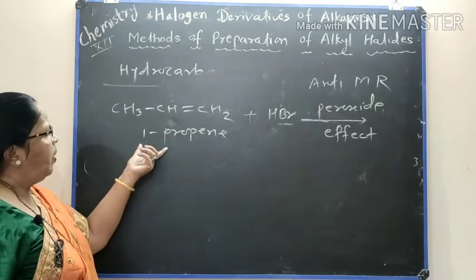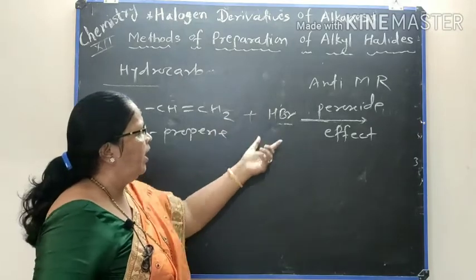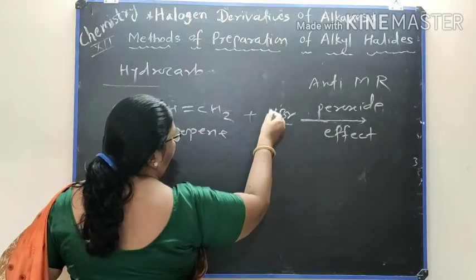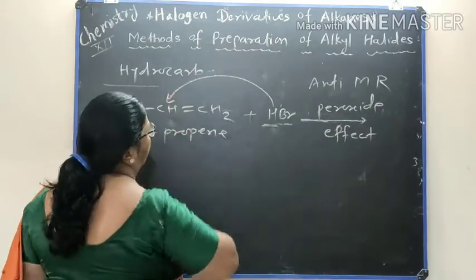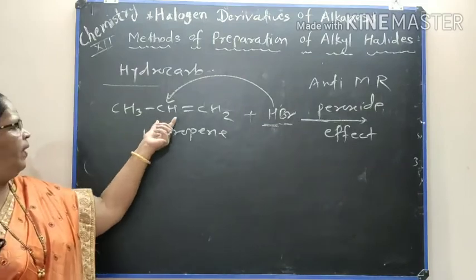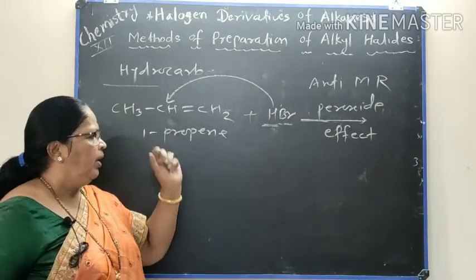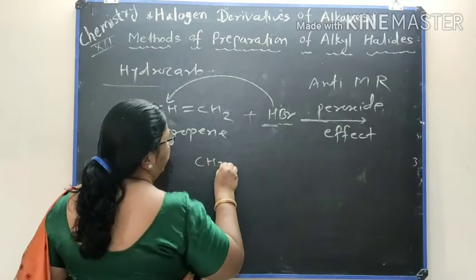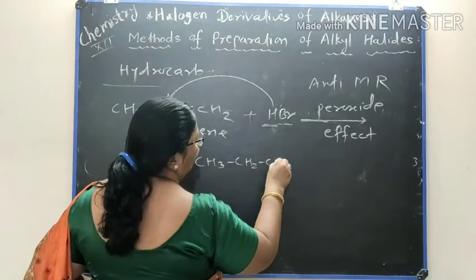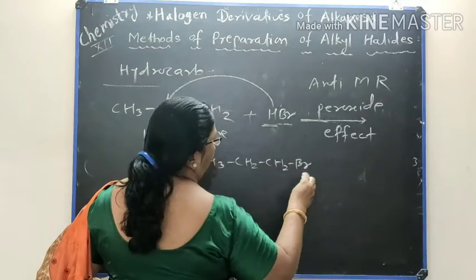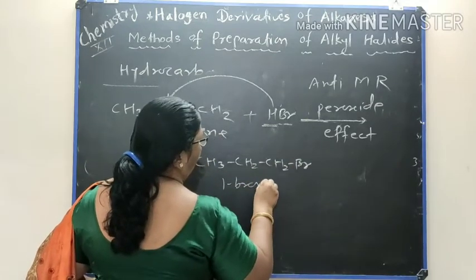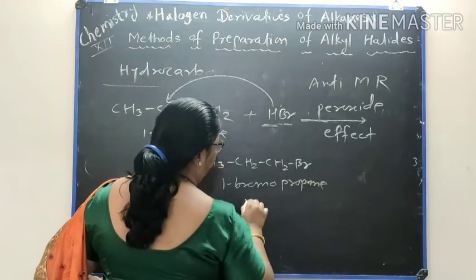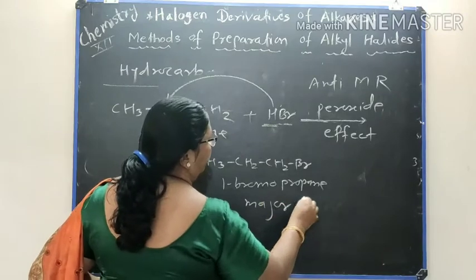When 1-propene is treated with HBr in the presence of peroxide, the positive part of the haloacid goes to the carbon atom which has the least number of hydrogen atoms. Here two products are obtained. The first one is CH3CH2CH2Br. This is called 1-bromopropane, and this is the major product.